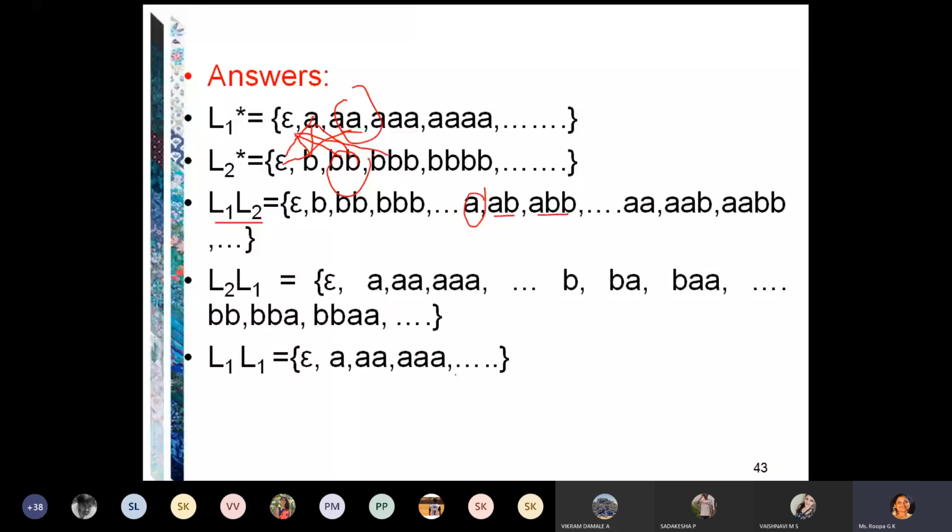Okay. What is L1 L1? Last part. L1 is concatenated with L1. So first component is epsilon. First component of L1 is again epsilon. So L1 L1 means just L1 itself. L1 star, no A, like that only you will get. Clear? L1 is concatenated with the L1. Is it over, students? Yes, ma'am. Shall we move further? Yes, ma'am.